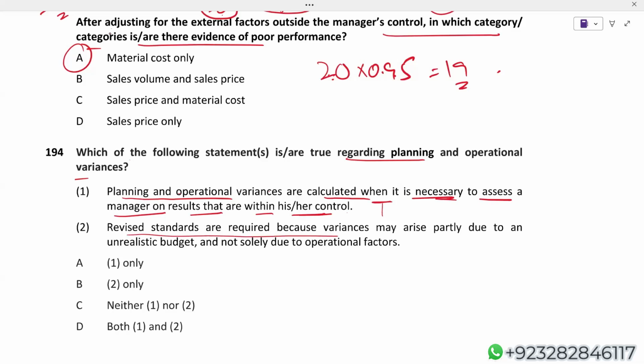Revised standards are required because variances may arise partly due to an unrealistic budget and not solely due to operational factors. Again, that makes sense because they are talking about planning and operational variances. Variances may arise partly due to unrealistic budgets. So we need revised budgets, revised standards. If we do not have revised standards, then obviously there's no benefit in assessing the performance against unrealistic budgets. So both the statements are true.